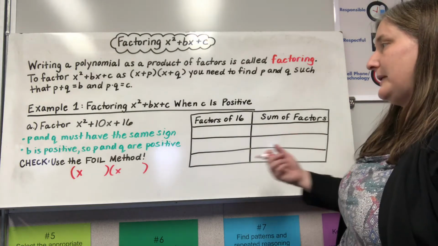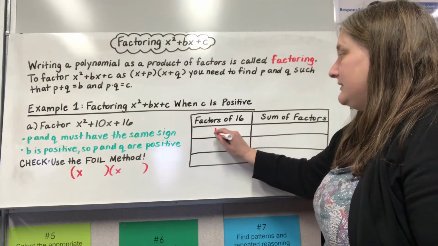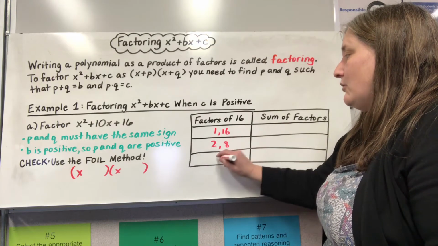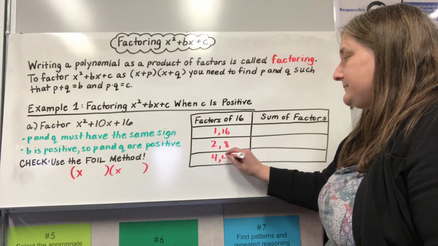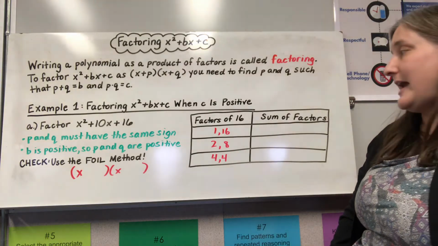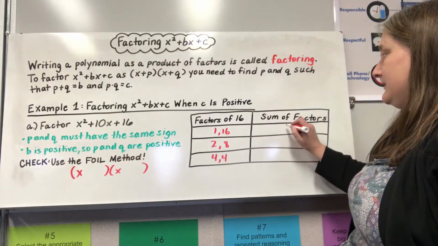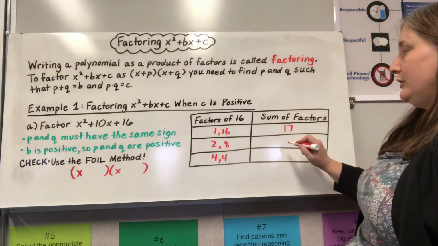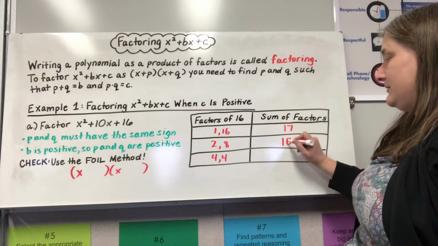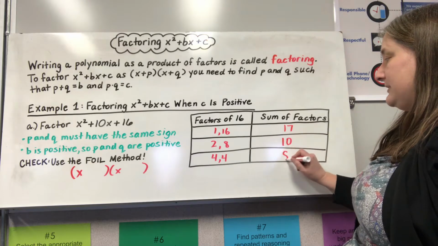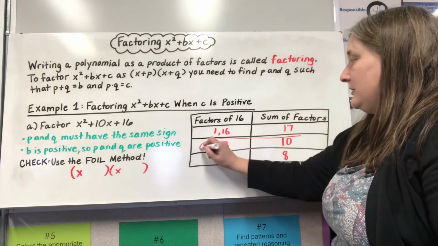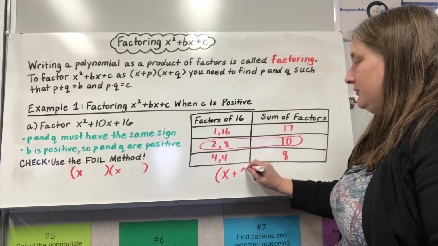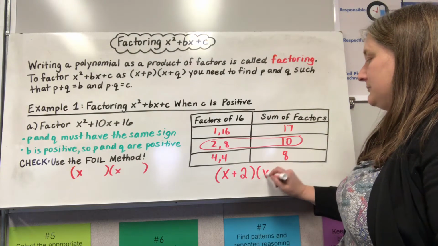So things that could multiply to give us 16. Well, we've got 1 and 16, possibly 2 times 8, or 4 times 4. Now, if I add these numbers, 1 and 16 gives me a sum of 17. I'm looking for a sum of 10. 2 and 8 gives me a sum of 10. And 4 plus 4 gives me a sum of 8. So here's the only one that's working. So looks like my answer is going to be x plus 2 and x plus 8.